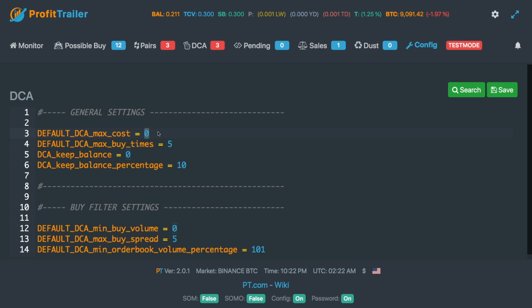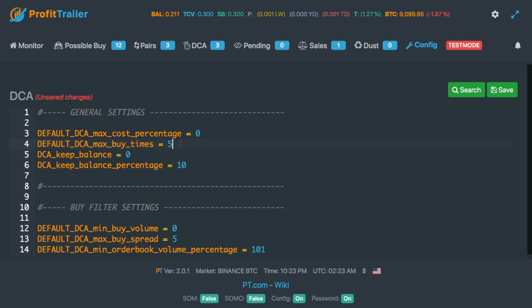So remember to divide it up based on how much you anticipate your coins entering DCA. If you leave DCA max cost at 0, however, as it's set here, it will use an unlimited amount of funds to DCA. It will not care about how much funding it uses per coin. So bear that in mind. If you don't set a max cost, and you can also define this as max cost percentage, by the way, if you don't set either one, then the bot will just say, I'm going to take as much of your balance as you have available, if need be. So just bear that in mind.